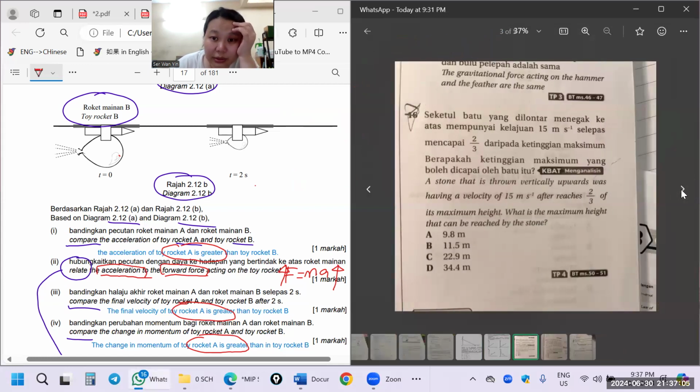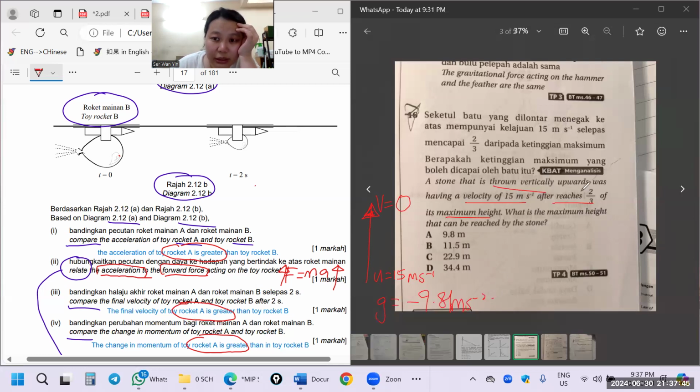Okay, now next. A stone is thrown vertically upwards, and after reaching two-thirds of the maximum height... What is the maximum height that can be reached by the stone? So it is like free fall. A stone is thrown upwards, so U equals 15 meters per second. Thrown upwards, maximum height means V equals 0. G equals negative 9.81 meters per second squared.